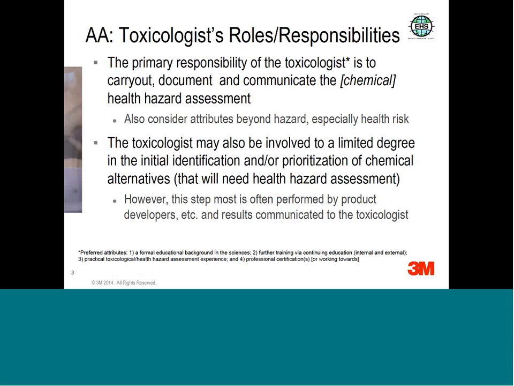As far as choosing what are the alternatives, generally we have a little input into that at 3M, but mostly we leave it up to the product developers and the chemists who know millions of times more about these ingredients as far as their functionality and different products. And so oftentimes they'll say, well, we have these three alternatives. Can you give us your opinion regarding the hazard and ultimately the risk too? So that's where we start off.